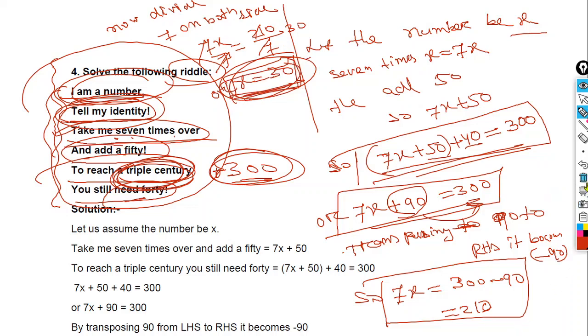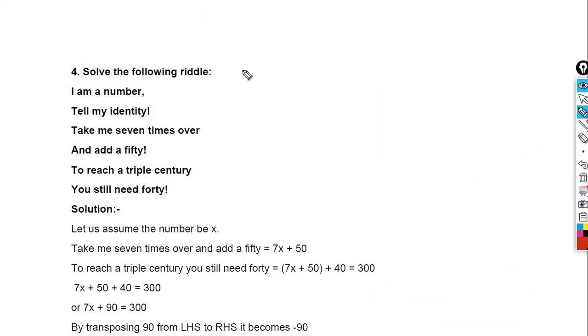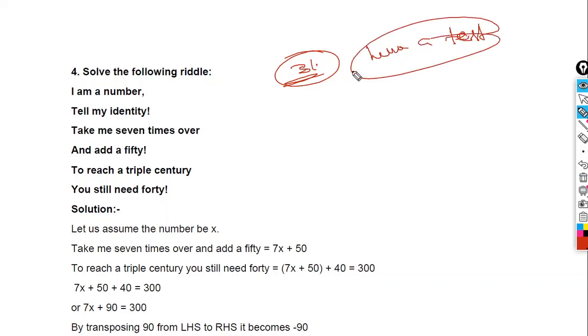Please complete the exercise, and by the end of the fortnight, around the 31st, we will have a test. So get prepared for the test. Okay, thank you.